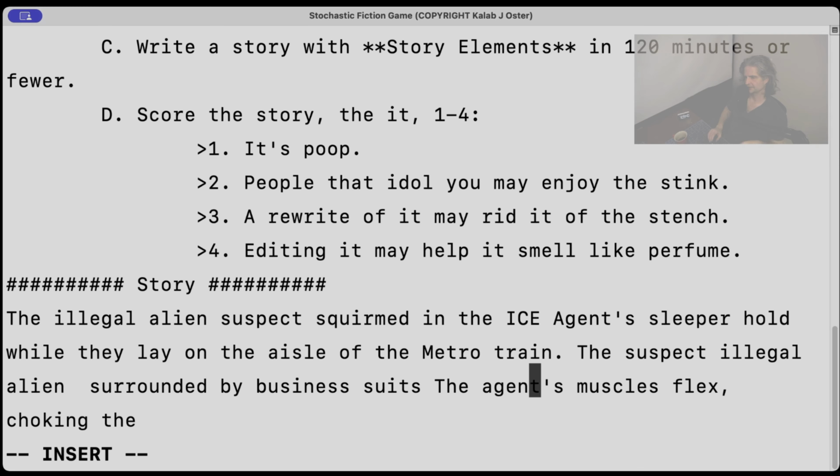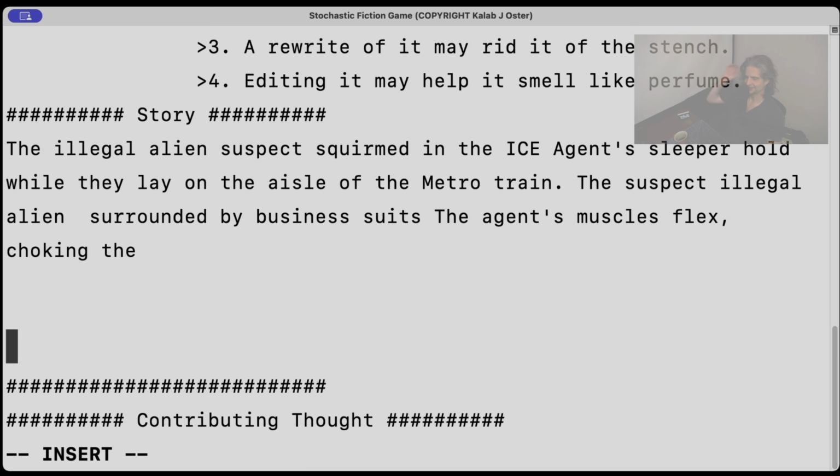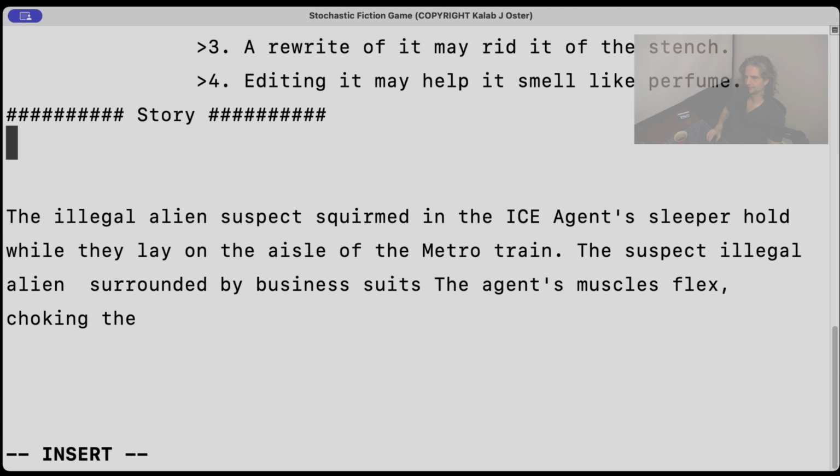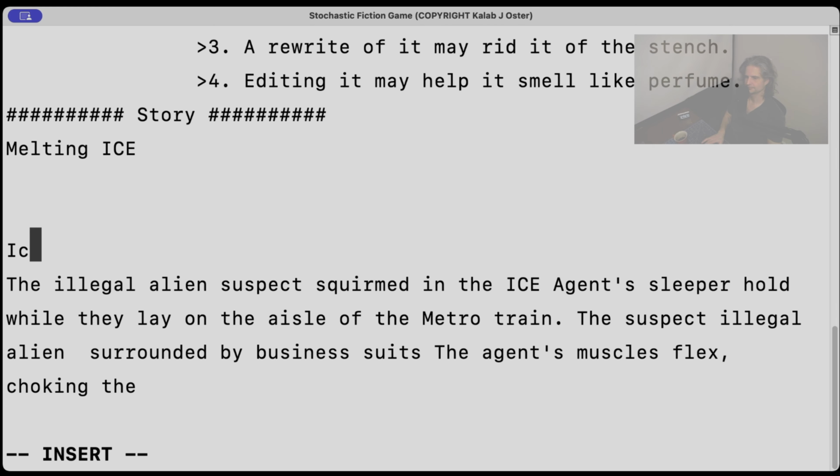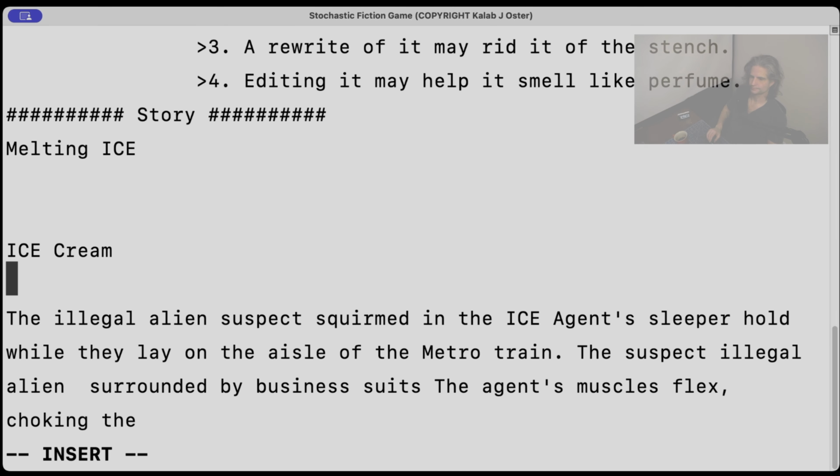So at the end of this chapter, this ICE agent has some sort of realization about what they're really doing. And this has got to be a thriller. So they're the one that gets chased. Yes, yes, yes. This is what happens: the ICE agent, melting ice. We'll call it melting ice cream. Let's call it melting ice. There we go. That's the story, and we're going to call this ice cream. This is the first chapter. Like ice cream.